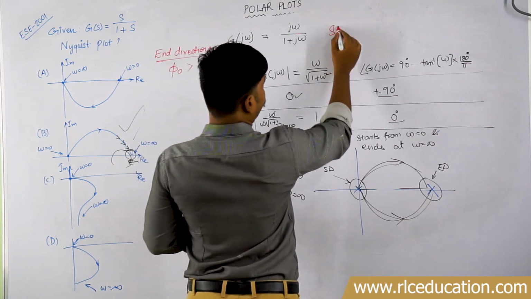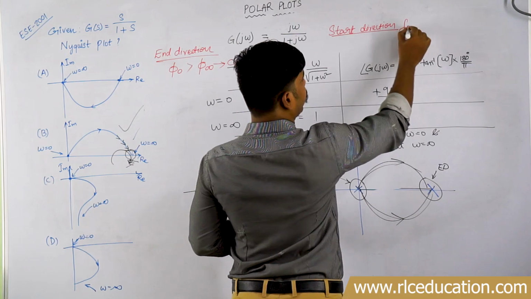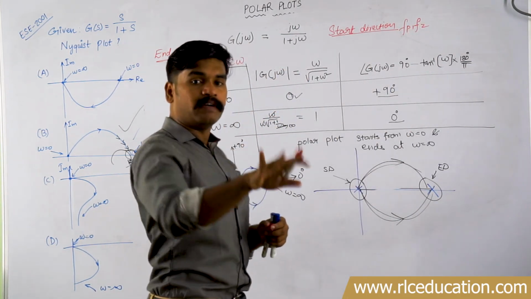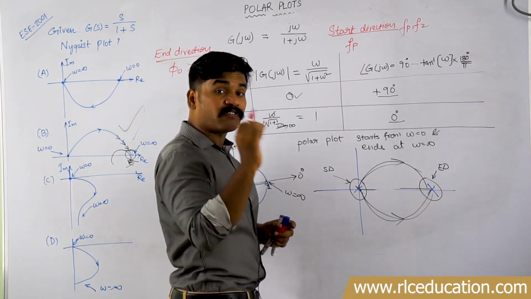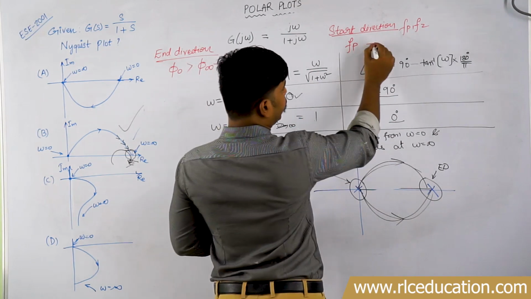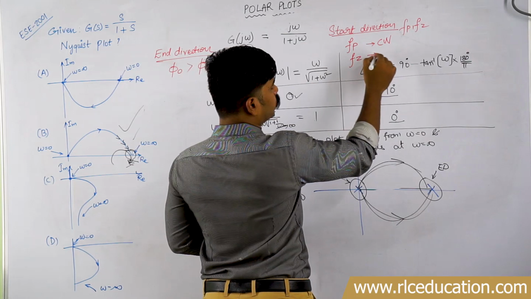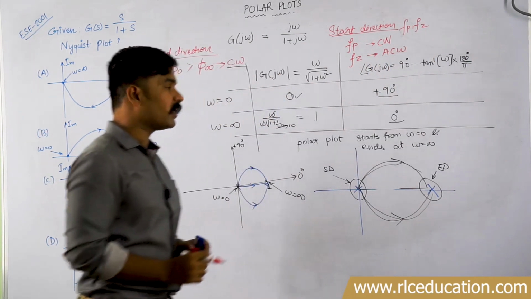Now to see the starting direction, you have to observe the finite poles or finite zeros. Finite poles or finite zeros which is close to origin, that will decide the direction. If a finite pole is close to origin, then the graph will start in a clockwise direction. If the finite zero is close to origin, then it will be anti-clockwise direction. Okay, the starting direction will be anti-clockwise direction.